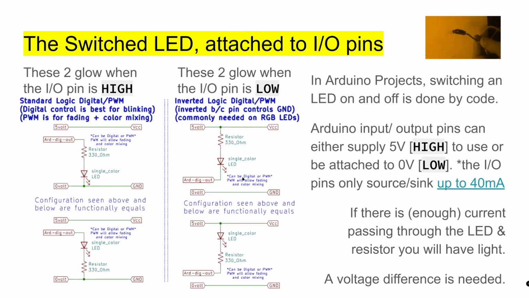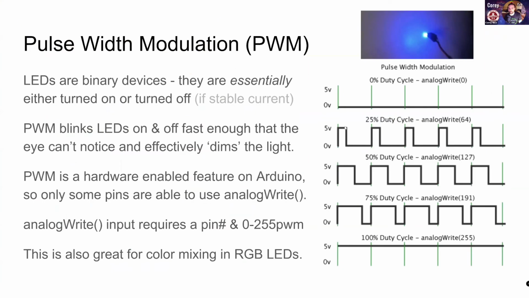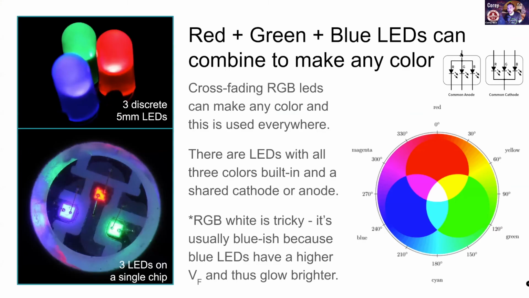Wait, if the cathode is on ground, or I'm sorry, if the cathode is at the Arduino output, how is that working exactly? Yeah, let's see, it's coming. It's here. So sometimes you buy common cathode LEDs where they all come together at ground, and sometimes you buy common anode where they all come together at power. And it depends on which one of the two versions of RGB LEDs you bought.